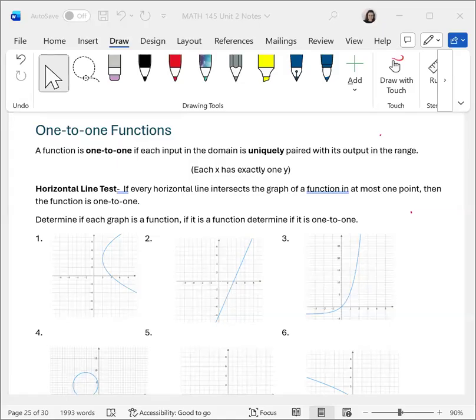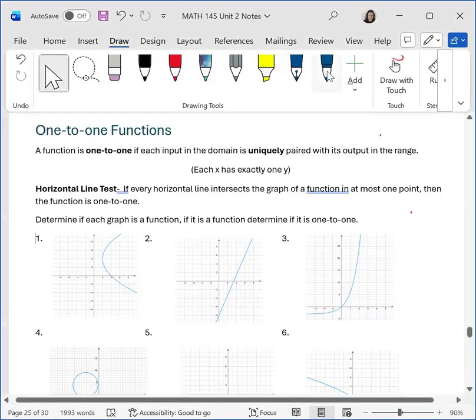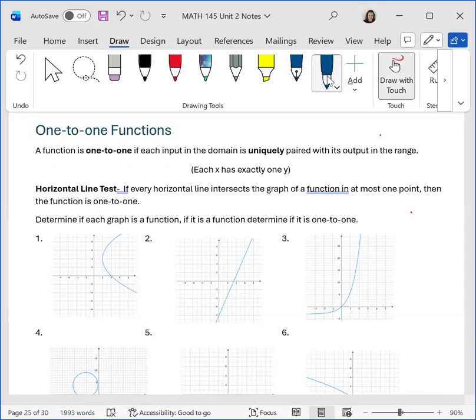In this video, we're going to be talking about one-to-one functions. So first of all, a function is said to be one-to-one if each input in the domain is uniquely paired with an output in its range. So in other words, each x has exactly one y value.